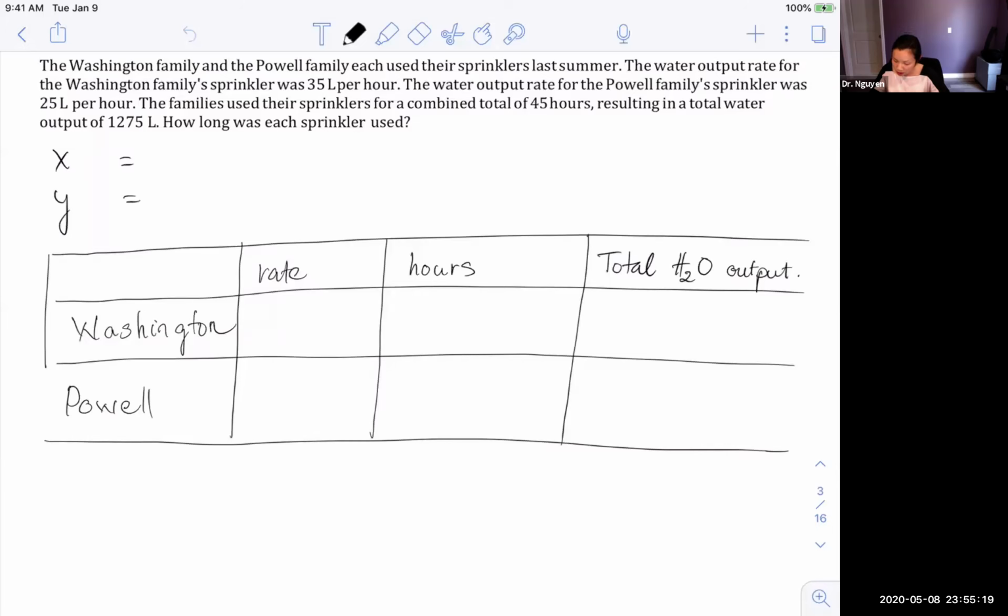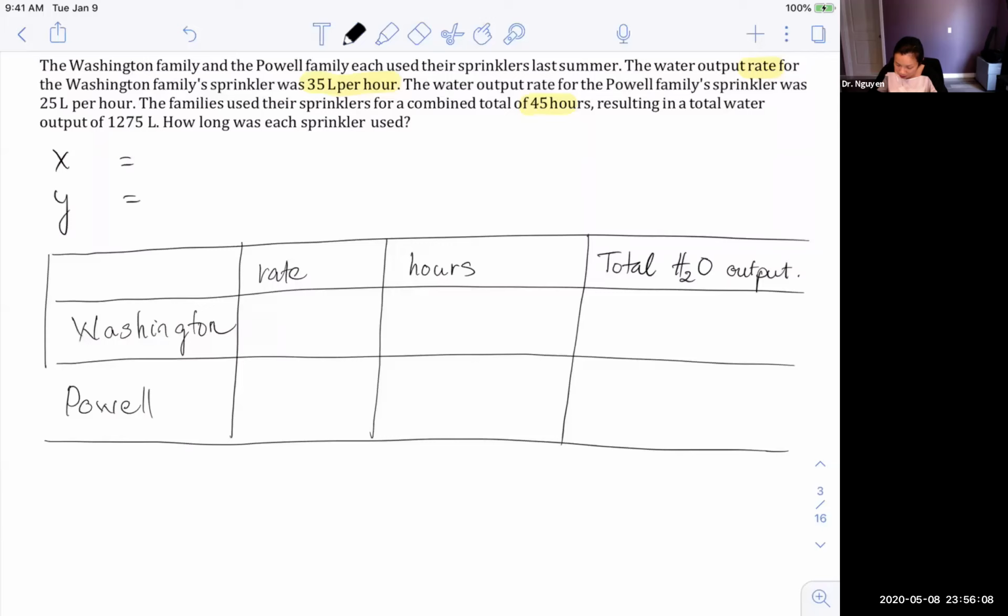Okay, so after you read the problems, the Washington family and the Powell family, they're talking about sprinklers. I just want to point out something. So you can see right here, we have the rate. Okay, so this is the rate. Now, this is the number of hours. And they're asking you for the number of hours for each family. So you should know that the rate is different from the number of hours. So one is liters, the other one is hours. The rate is actually liters per hour. But anyway, I just want to point that out. So when you do any problems, you have to be careful with the units.